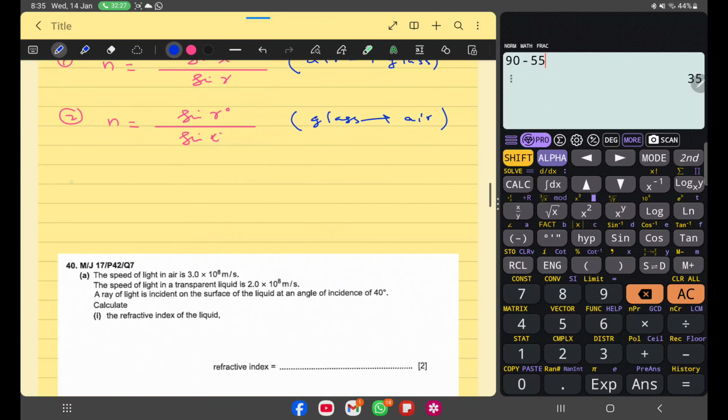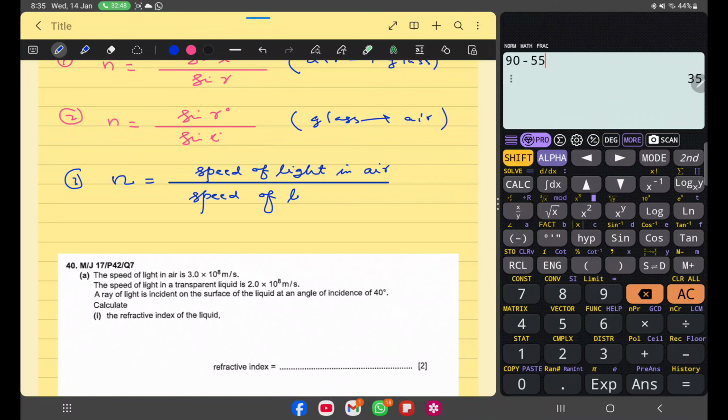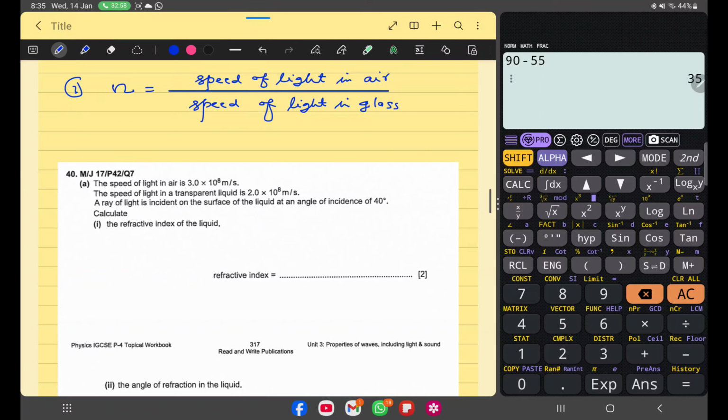And now the third formula is again to calculate refractive index. The formula is speed of light in air divided by speed of light in glass or in liquid, etc. So this is formula number three to calculate refractive index.